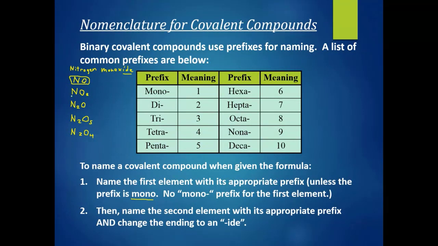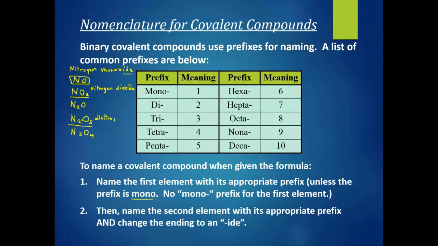So let's say we do this next one, NO2. Once again, there's only one nitrogen, but it's the first element, so I'll just write it as nitrogen. Because it's two oxygens, I'm going to call it dioxide. Now let's skip ahead to, say, N2O5. For this one, I have two nitrogens, so I am going to use a prefix for the nitrogen now. It's going to be dinitrogen.